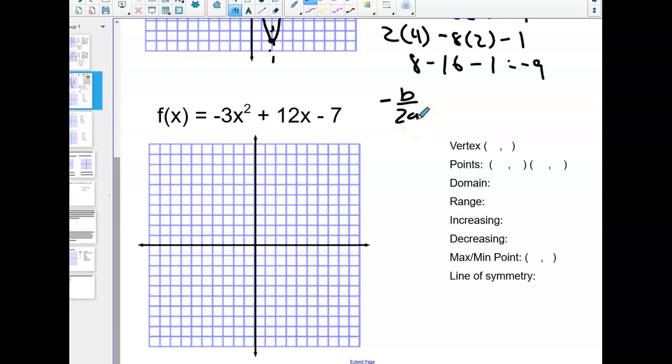Okay? So we're going to have a, b, and c. Negative 12 over 2 times a negative 3. The double negative becomes positive. So this gives me another 2. It's a coincidence that it happened to be 2 twice. It's not always going to be 2. Okay? Now that gives me the x coordinate of my vertex, 2.